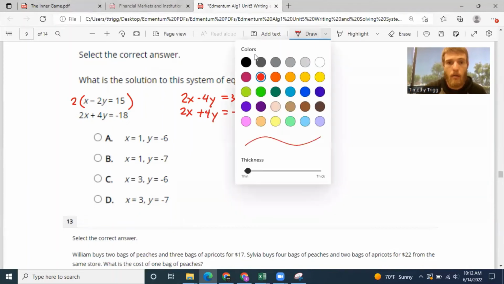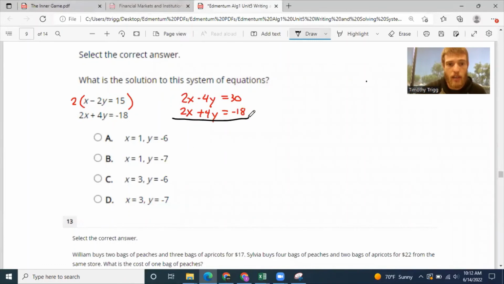Okay. From there, we can add the two equations together to cancel our y's. This will give us 4x equals, and then 30 minus 18 is 12. Go ahead and finish solving for x. Once you have x, substitute it into one of the original equations to find y.